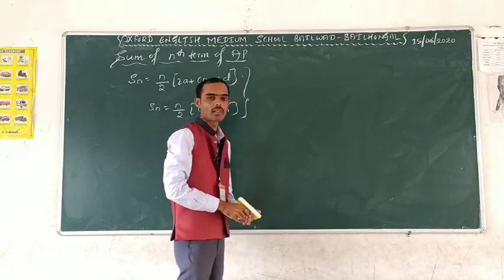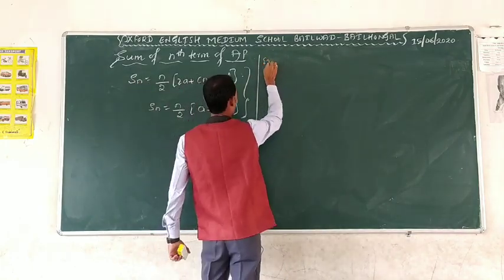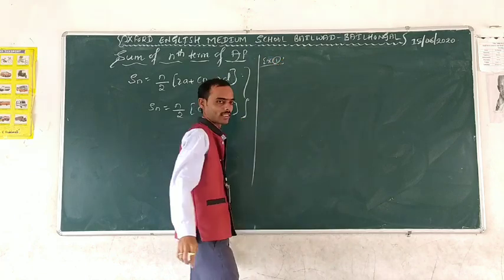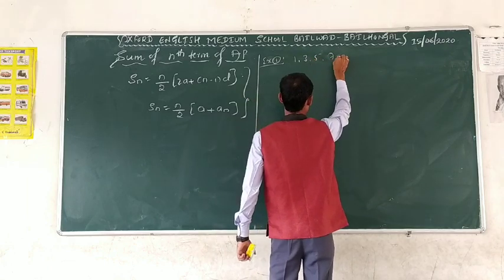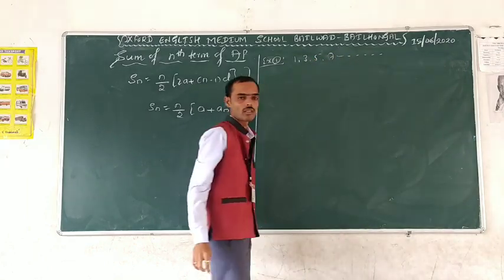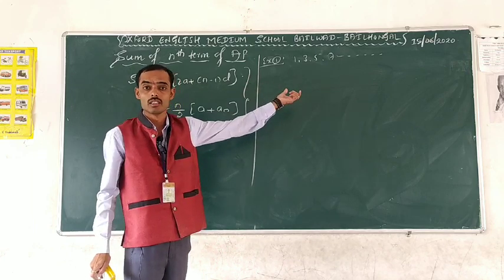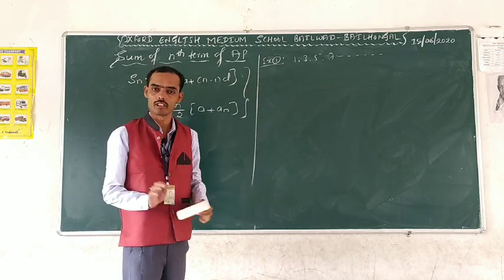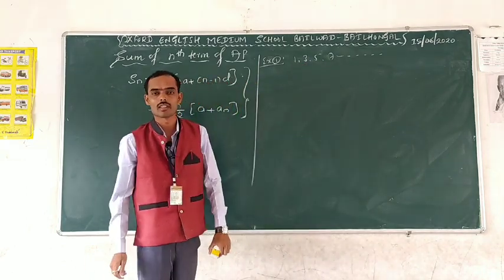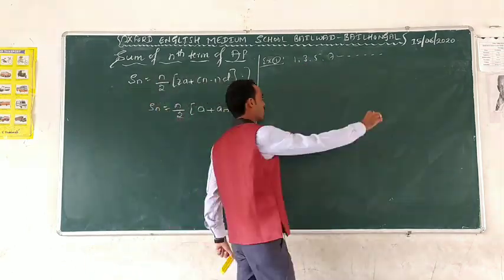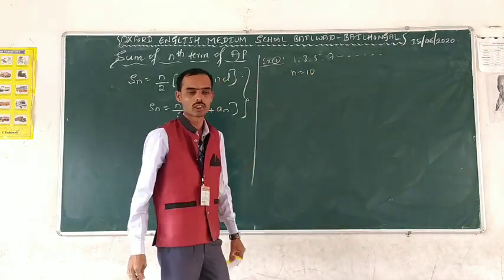I will take one example based on these formulae. Example number 1: the sequence is 1, 3, 5, 7 and so on. I will take the simplest example here. Find the sum of the first 10 terms. They have given a sequence 1, 3, 5, 7. Totally how many terms are there? They have given n is equal to 10.